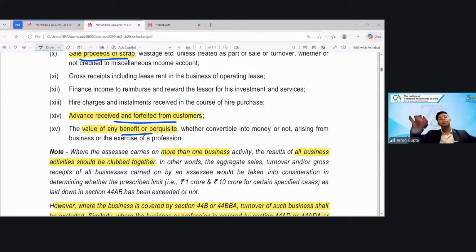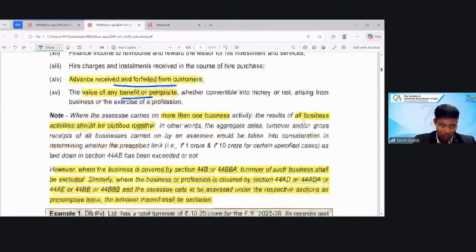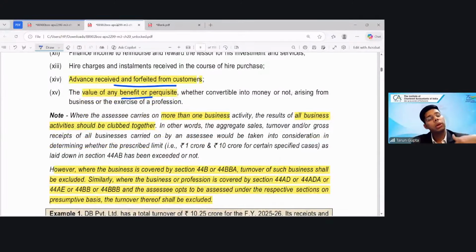Okay, when you have more than one business, in income tax we go PAN-wise. If there's more than one business under a single PAN, then the turnover of all such businesses shall be aggregated. But if you are opting for presumptive taxation in respect of some of the businesses, then of course the turnover related to such presumptive business shall be excluded.